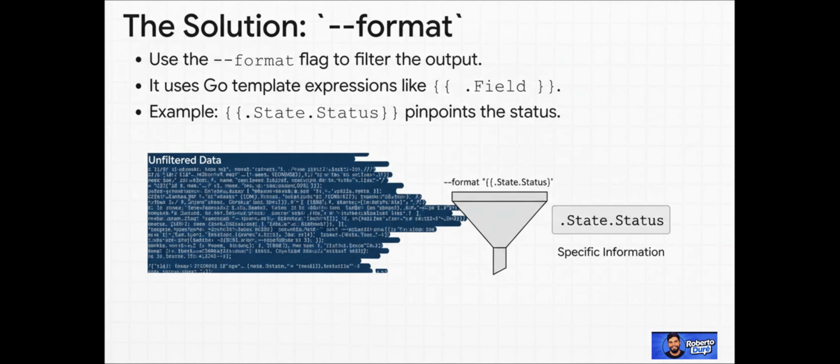And this is where Podman gives us an incredibly elegant solution, the --format flag. This powerful feature lets you use what are called Go template expressions to query that giant JSON object and pull out exactly the field you're looking for. You just specify the path to the data you want, like .State.Status, and Podman filters out all the other noise.